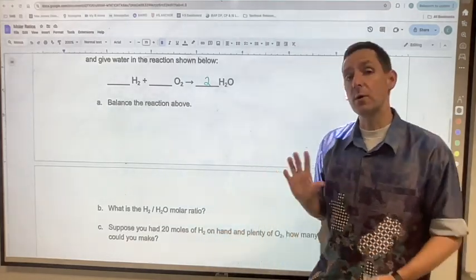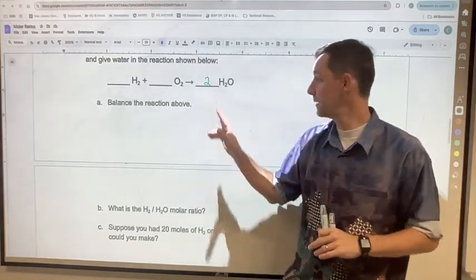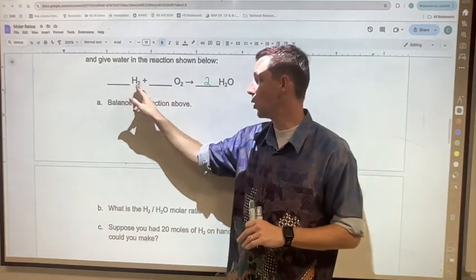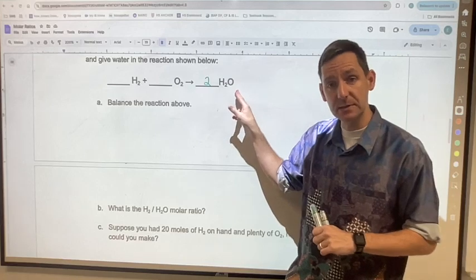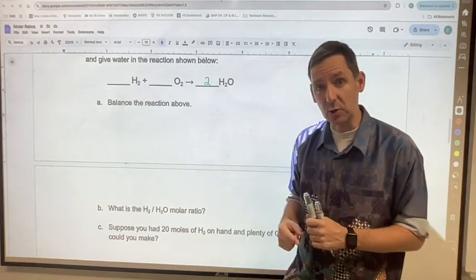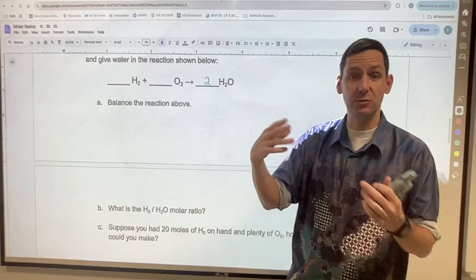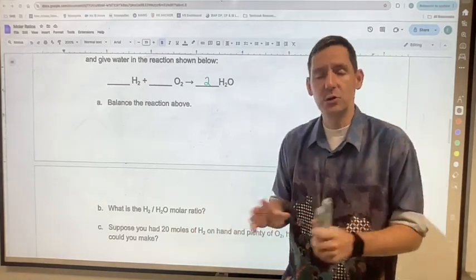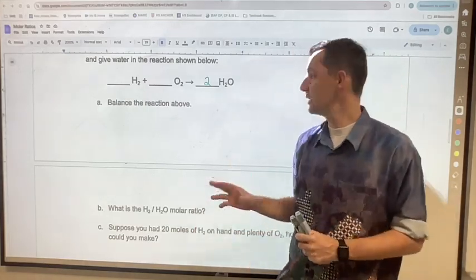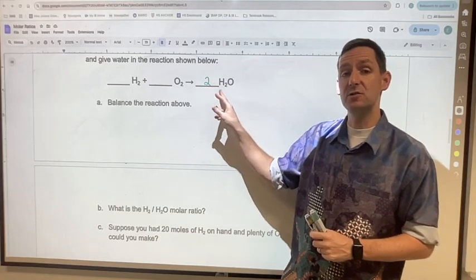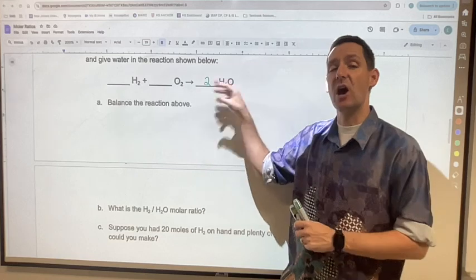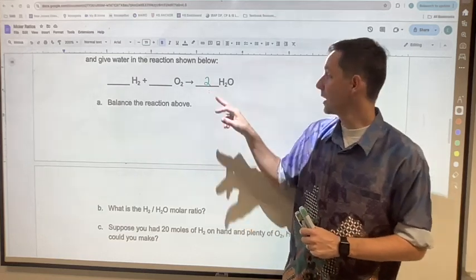Now remember, when we're balancing, we only put the numbers in front. We don't change the chemical makeup of those elements. If you put a subscript, that actually changes what the chemical is. It could change it from water to hydrogen peroxide or something else, which we don't want to do. So we want to make sure that the numbers that we add are added in the front, saying that I have 2 water molecules, not changing the molecule itself. So I've got a 2 there.